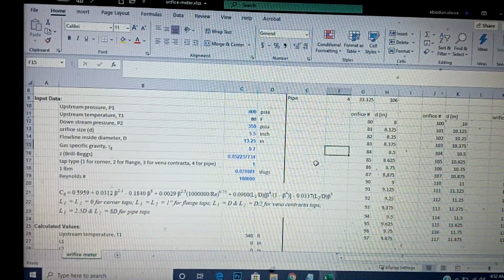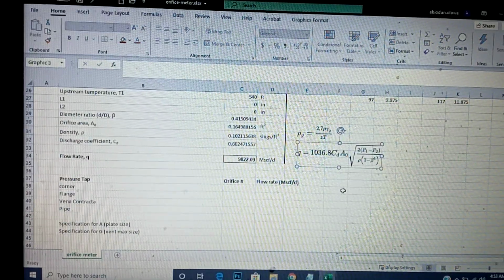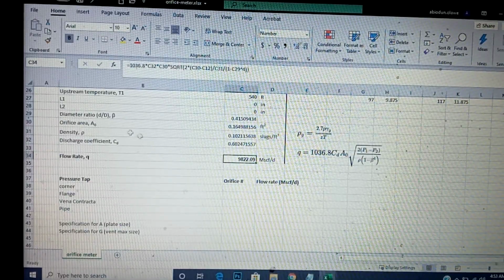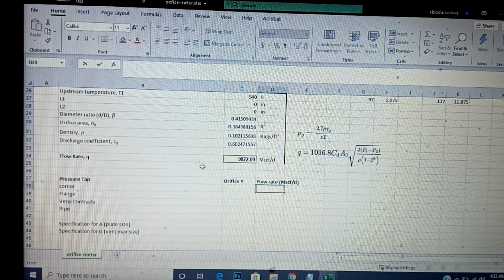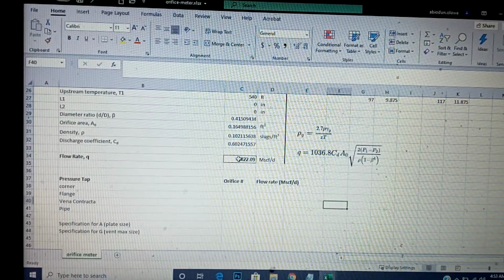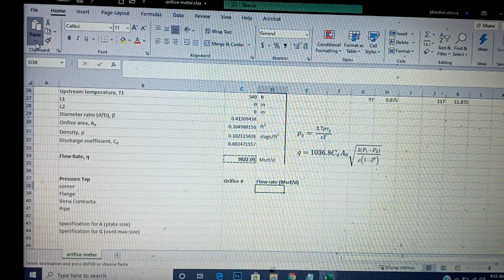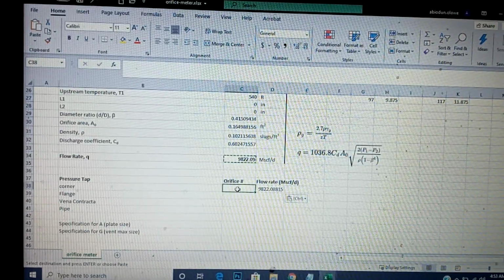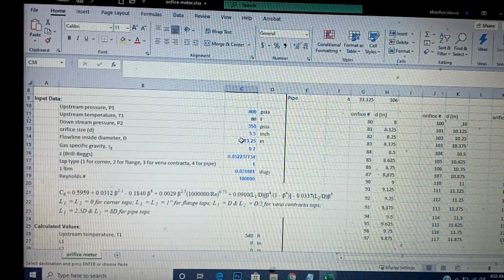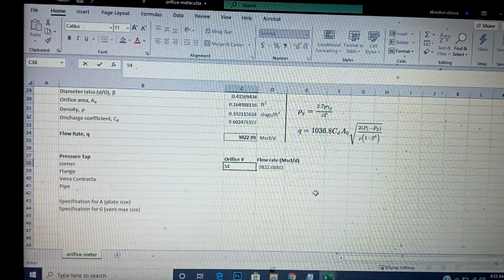Well, what did I calculate before? 5.5 is 98. So I'm going to copy that. That's for corner tap. Paste value. So the orifice number there is what? That's 5 and a half. That's number 54.